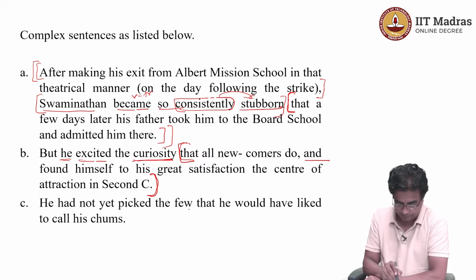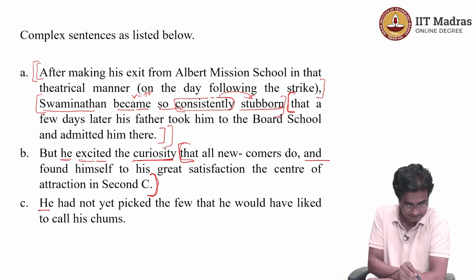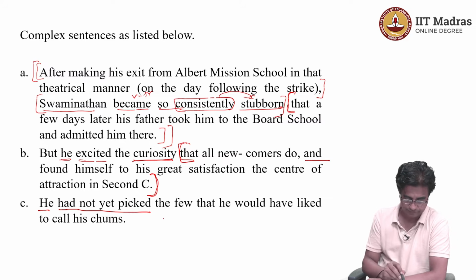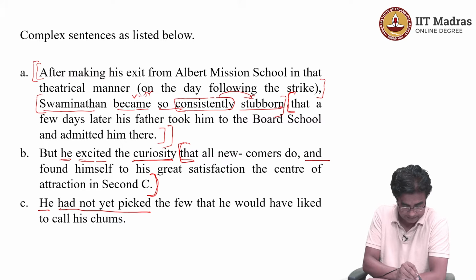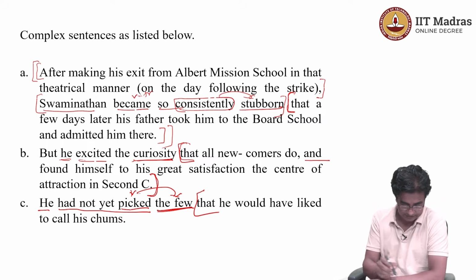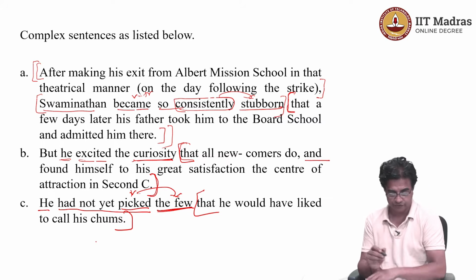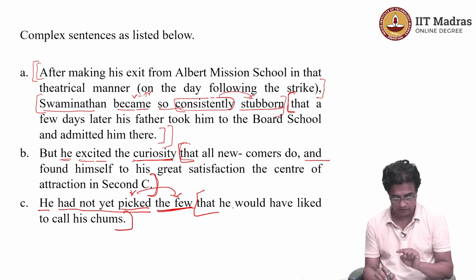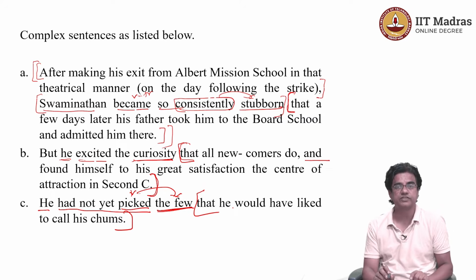He had not yet picked the few that he would like to call his chums. Now, again, he is the subject of the sentence, had not yet picked is the verb. This is the verbal complex. Picked is a transitive verb, and the few is the object of that verb. Now again, that he would like to call his chums. See what this is again modifying something in the main clause and what it is modifying.